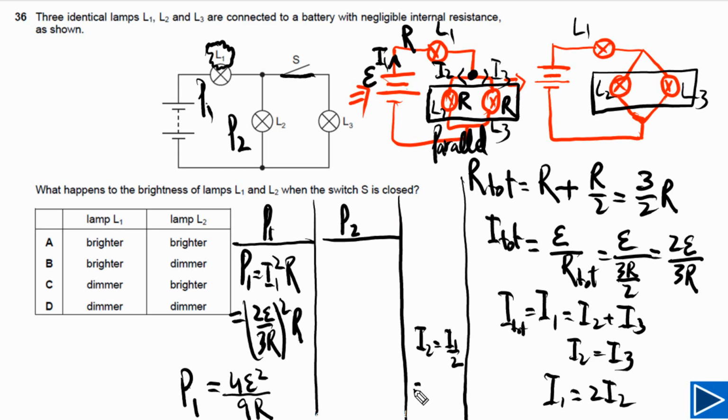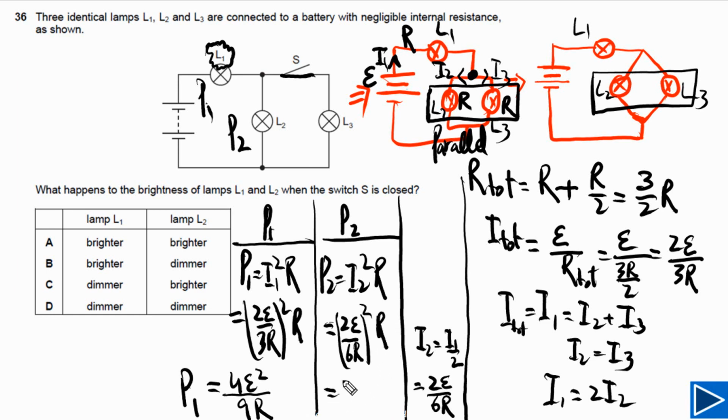So simply we can say I2 is equal to 2E divided by 6R. So this is the value of I2. Now we can calculate the value of P2. P2 will be simply equal to I2 squared times R. As we understand, I2 is equal to 2E divided by 6R, and we square this and multiply by R.